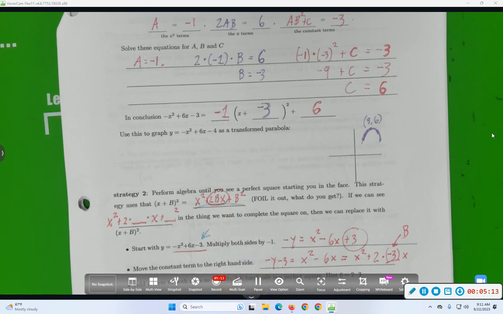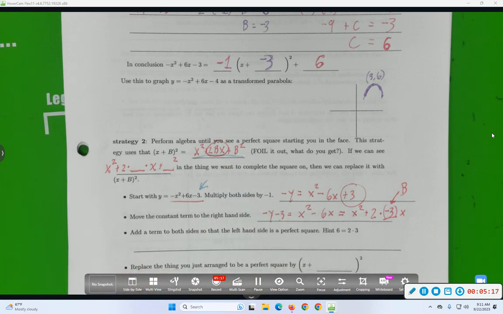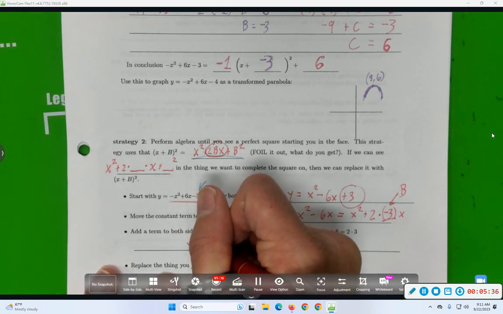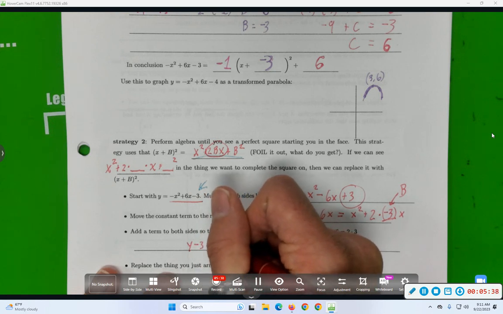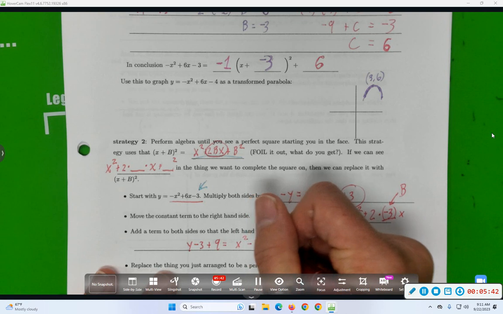But in the perfect square piece, I expect to see a plus b squared. Can I just add b squared to one side of this equation and call it good? No, I have to add it to both sides. But we can add it to both sides of the equation. Let's add negative 3 squared to both sides of the equation. Negative 3 squared, of course, being 9. So negative y minus 3 plus 9 is equal to x squared minus 2.